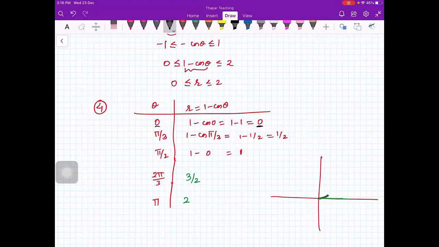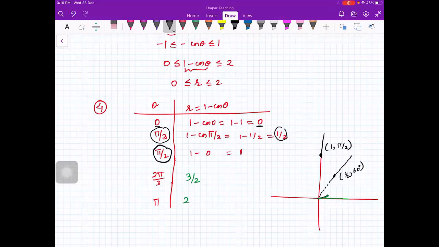Now at pi by 3, what is the value of R? Half. So pi by 3 is how much? 60 degrees. So at 60 degrees, the value of R is half. So it is here. This is the point, half comma pi by 3. And then at pi by 2, the value is 1. So at pi by 2, the value is here. This is the point, 1 comma pi by 2, right? Remember, I'm talking about polar coordinates.